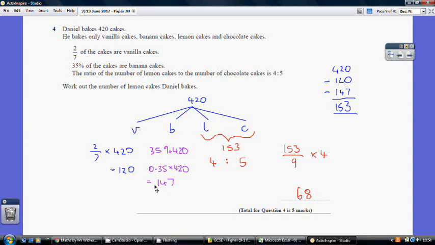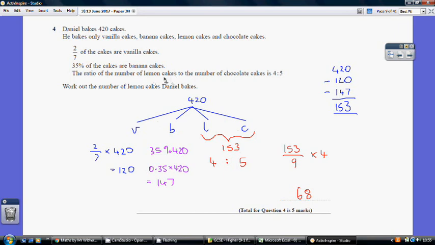So given we've got the vanilla cakes and the banana cakes, we can now work out how many cakes are either lemon or chocolate. So I have 120, add 147, take that away from the 420 and we get 153. So we've got 153 cakes that are either a lemon or chocolate.